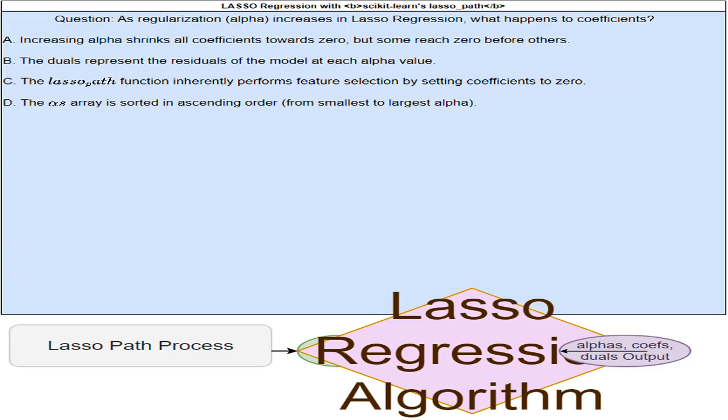This means we add a penalty term that is proportional to the absolute value of the coefficients. The strength of this penalty is controlled by alpha. As alpha increases, it encourages coefficients to shrink towards zero. This is what's happening in options A and C.